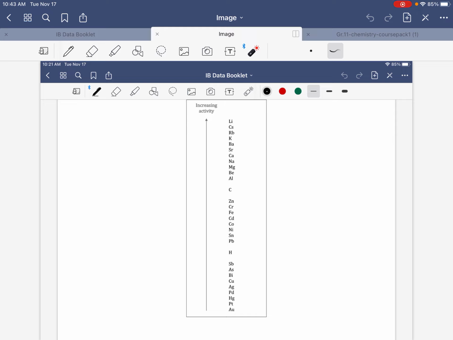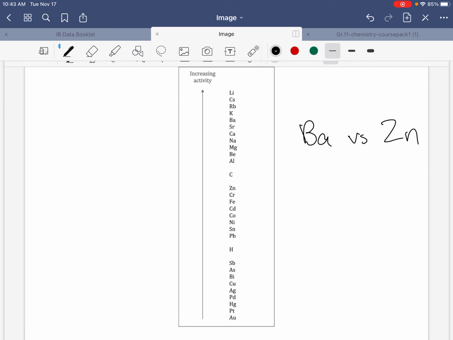So this works with single displacement. In fact, this is exactly what you would use to predict whether a single displacement reaction will occur or not. So let's say Ba versus Zn. Which one is higher in the activity series? If you look here, there's Ba right here, and there's Zn right here. Ba is above Zn in this series. In this case, Ba will displace zinc.